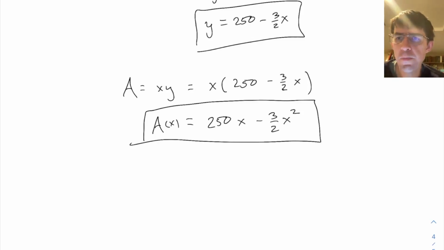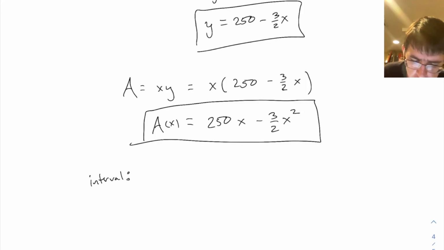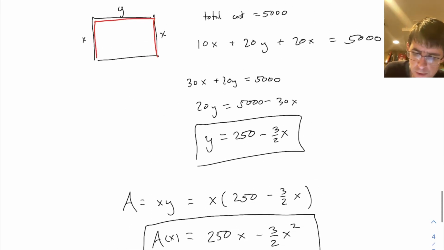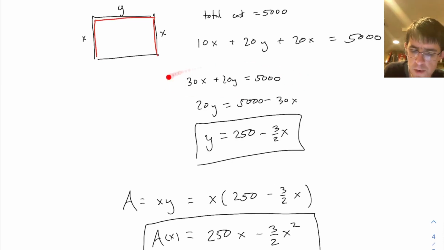Now, to get the optimization problem means I want to find the maximum possible area. That's what the question was. So I need to find the interval of allowable x values here. The interval I'm going to get using this formula here, 30x plus 20y equals 5,000. So the smallest the x could be would be 0, and the biggest the x could be would be whatever makes the y being 0, which would be, I guess, 5,000 divided by 30.